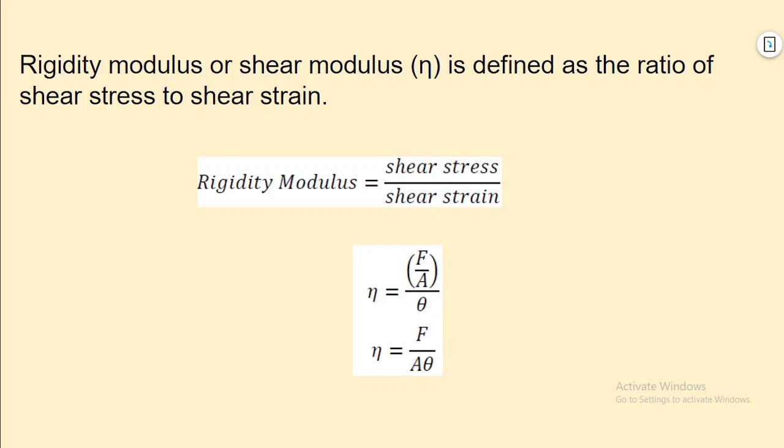So as we have discussed earlier, the modulus of elasticity has the unit of stress, that is Newton per meter square. Whether it is Young's modulus or rigidity modulus, all of them have the same unit, Newton per meter square. Next we are going to see the bulk modulus.